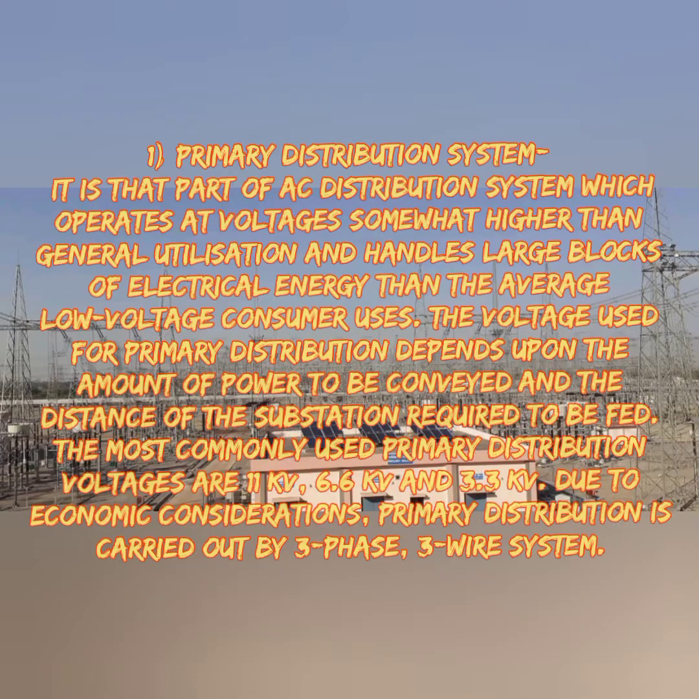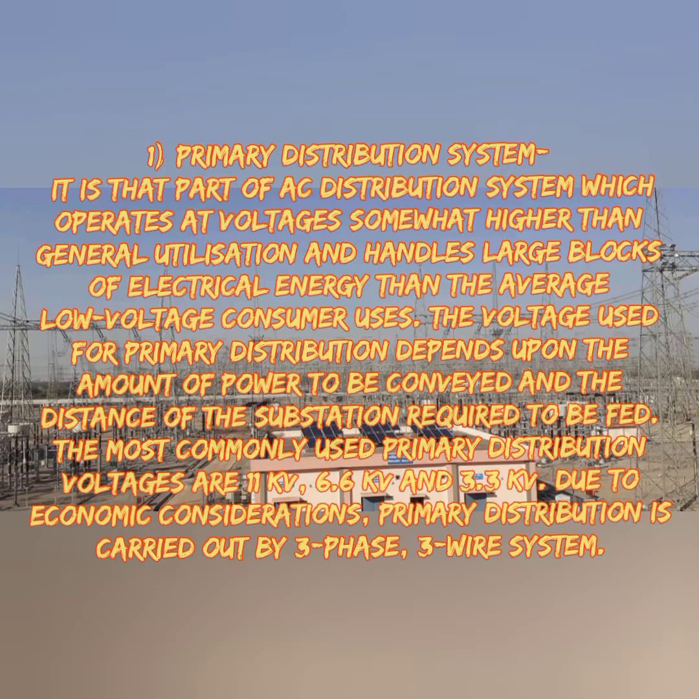Next, this distribution is further classified into primary distribution and secondary distribution. Primary is the part of the AC distribution system which operates at a voltage somewhat higher than the general utilization and handles large blocks of electrical energy compared to the average low voltage for a consumer. So at the time of transmission we are using higher level voltages, for example 3.3, 6.6, 11 kV, and up to ultra high voltage such as 765 kV is also used for transmission.